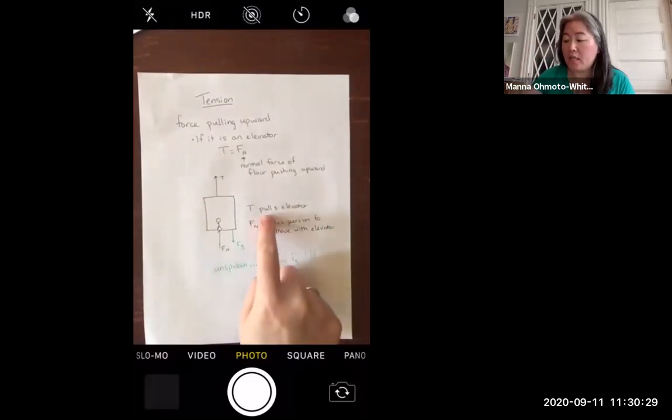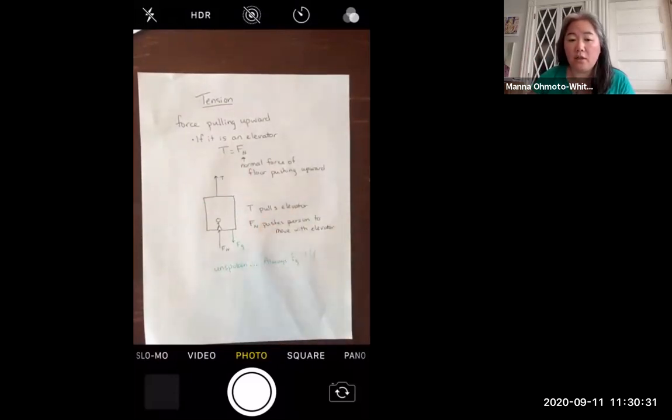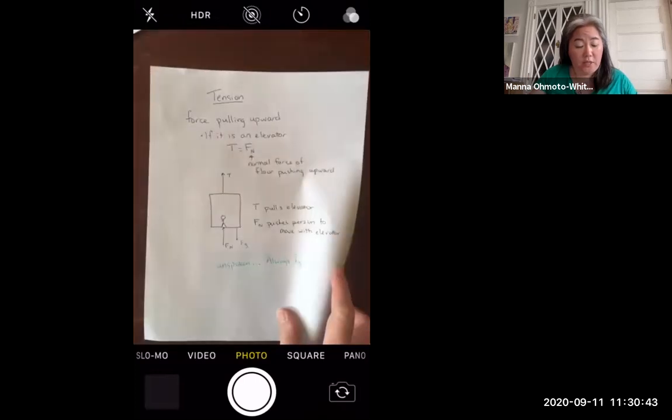So remember that the tension pulls the elevator, and the normal force pushes on the person to move with the elevator. So, and always unspoken is that Fg is always there. So let's look at some examples here.